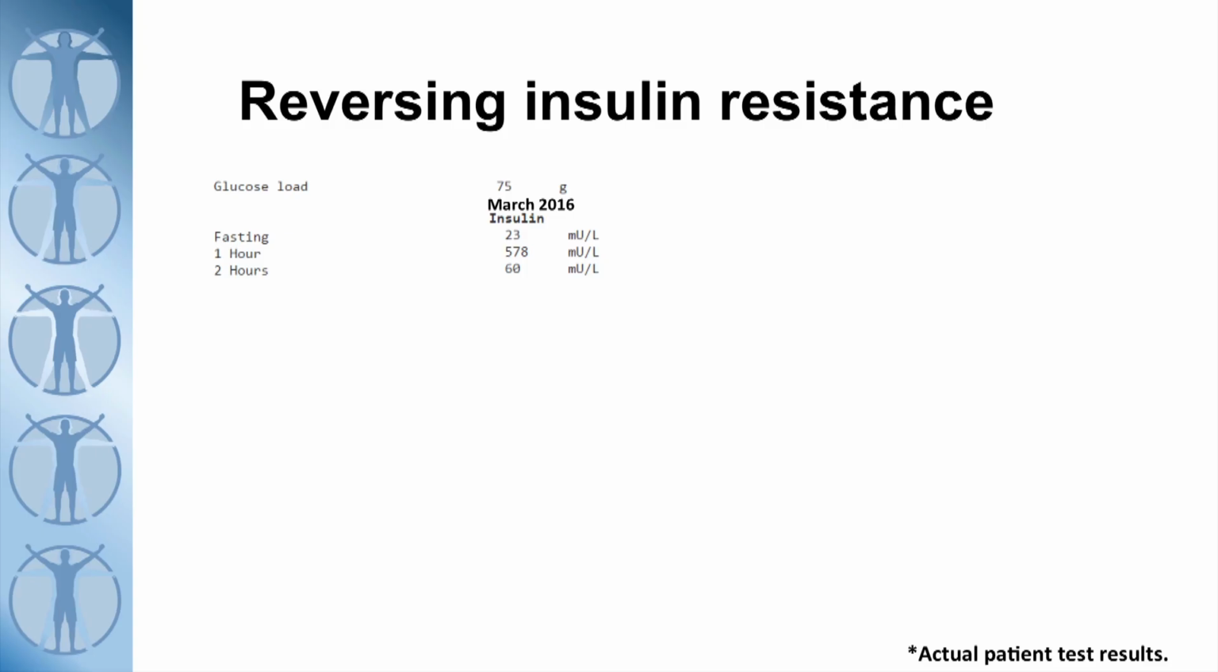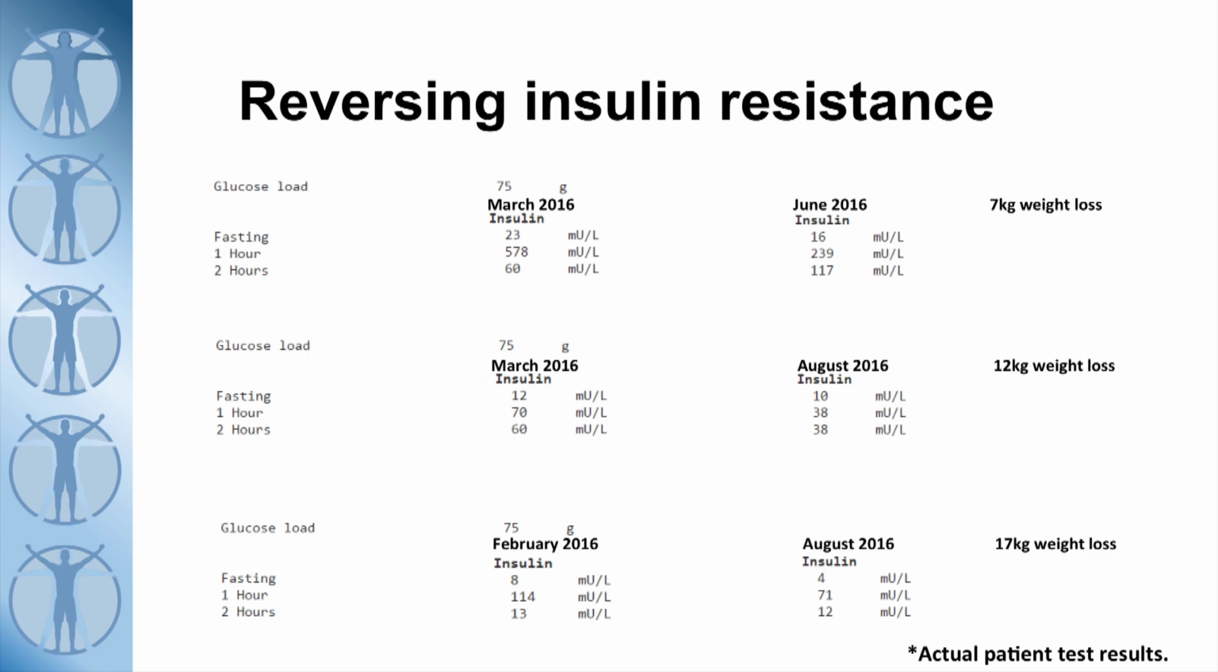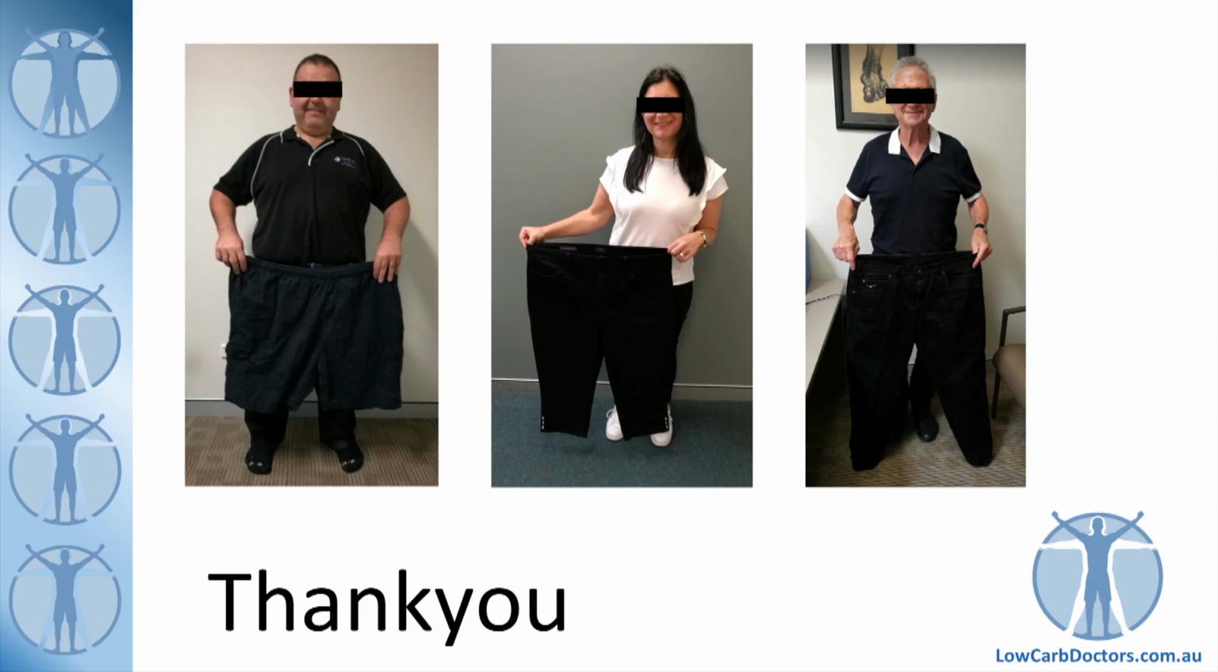So here's the good news. We can fix this. And you can fix it in a relatively short period of time. This patient, over about 3 months, have a look at the 1 hour level of insulin there. Big drop. This patient, again, some quite reasonable drops, even more weight loss. This patient, again, some very impressive drops. So we can actually reverse this insulin resistance. We can test it, we can prove it. Thank you.